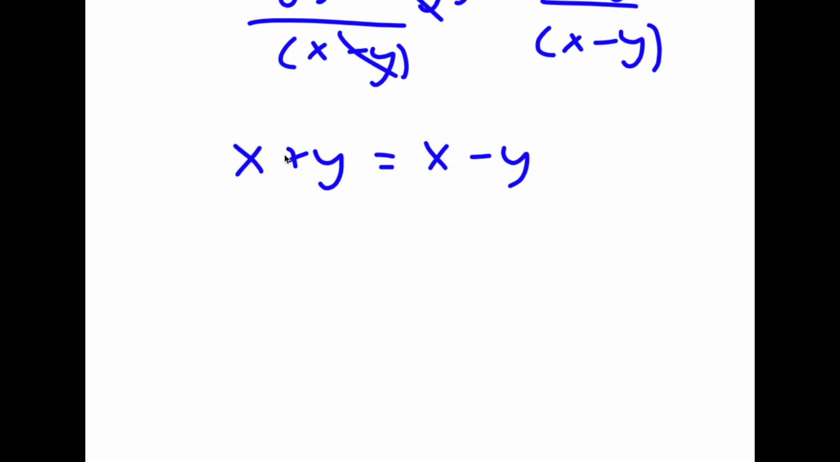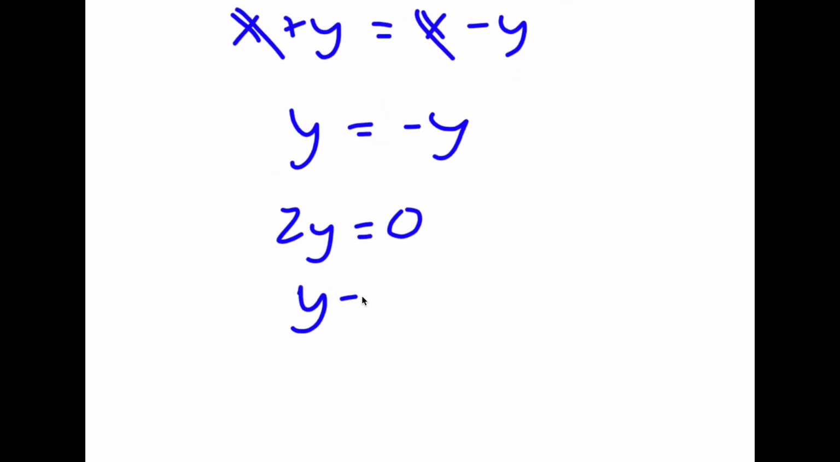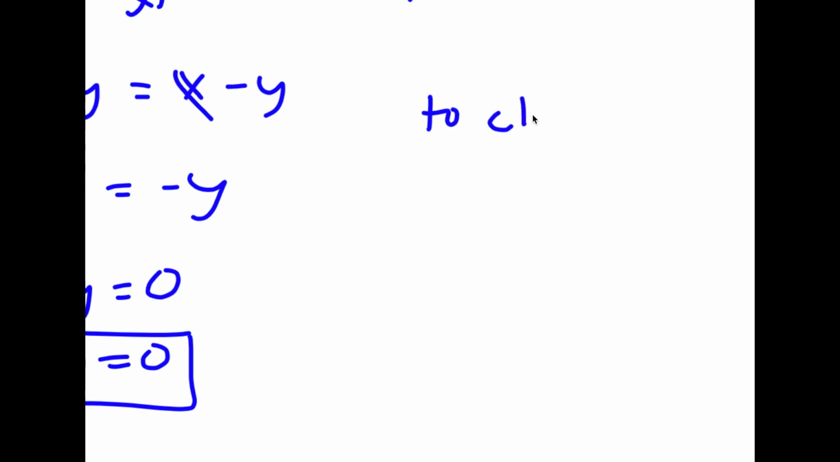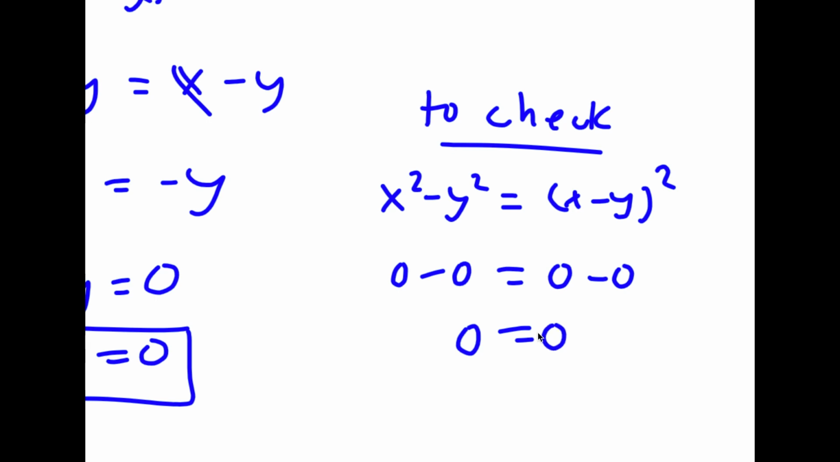Now, I have x plus y equals x minus y, and I can cancel these two x's out. So now I have y is equal to negative y, meaning 2y is equal to 0, and y is equal to 0. So again, I get y equals 0. So now to check, I had x squared minus y squared is equal to x minus y squared. If both of these are equal to 0, then I have 0 minus 0 is equal to 0 minus 0 squared, meaning 0 equals 0.